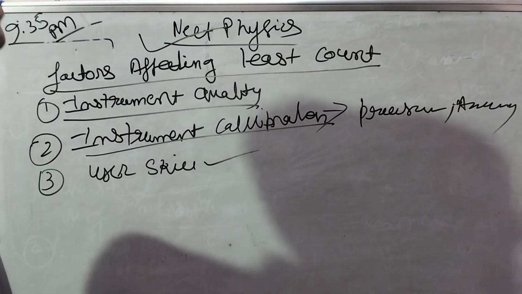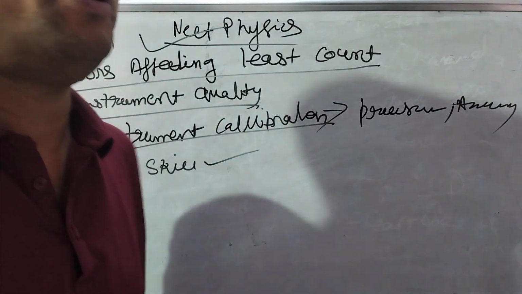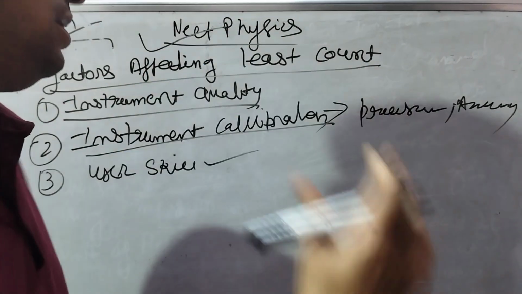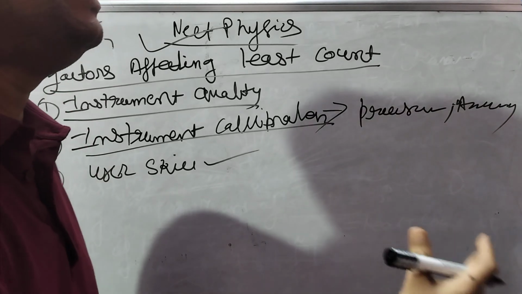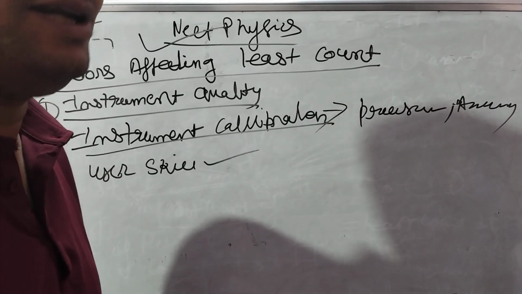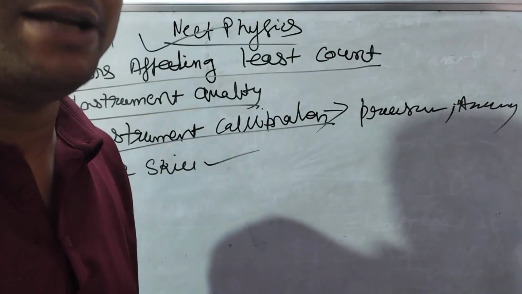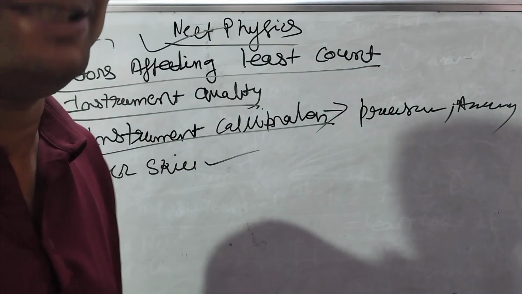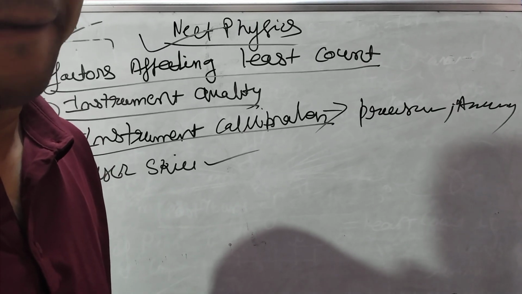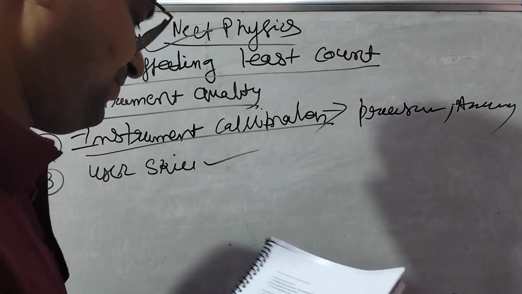Yes, user skill. If it differs from person to person, we can say it affects how we measure the least count. If there is a simple man who does not know the measurement of the protractor or measuring scale, he can't get the least count. Okay, this is the point.